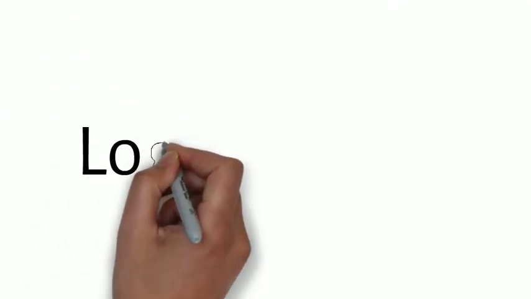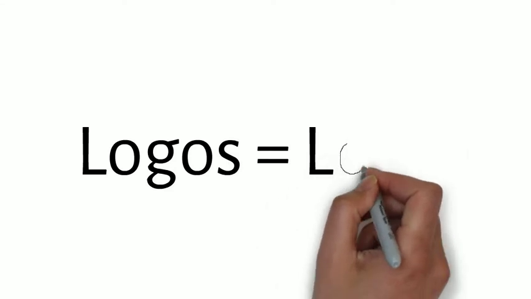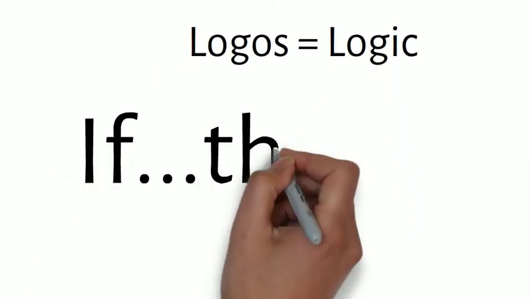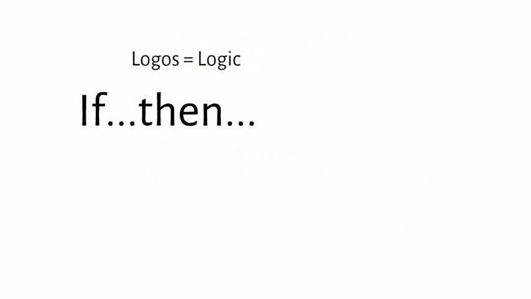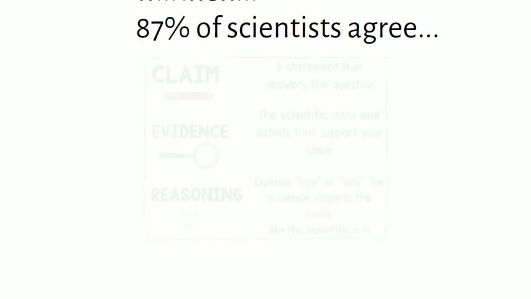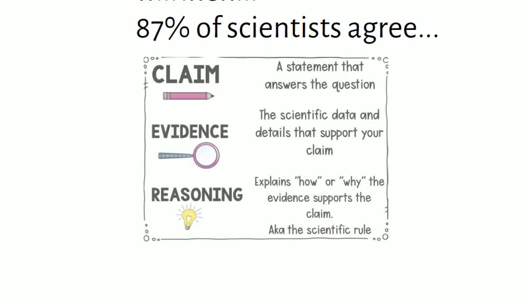For logos, think, how does the writer try to appeal to the audience's sense of logic? Do they use if-then constructed sentences? Are the arguments backed up with statistics and data? Is the message structured well while following a logical flow?